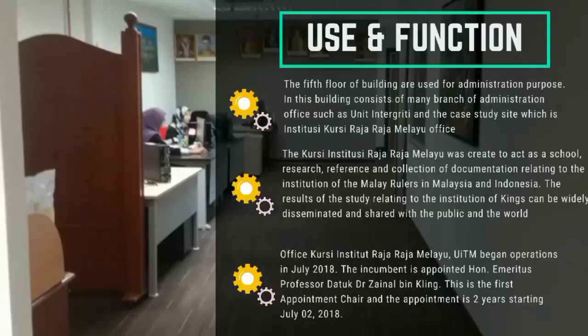Use and function. The 5th floor of this building is used for administration purposes. This floor consists of many branches of administration offices such as Unit Integrity and the case study site, which is the Institusi Kursi Raja-Raja Melayu office. The Kursi Institute Raja-Raja Melayu was created to act as a school, research, reference and collection of documentation relating to the institution of Malay rulers in Malaysia and Indonesia. The results of the study relating to the institution of kings can be widely disseminated and shared with the public and the world. The office of Kursi Institusi Raja-Raja Melayu UiTM began operation in July 2018.